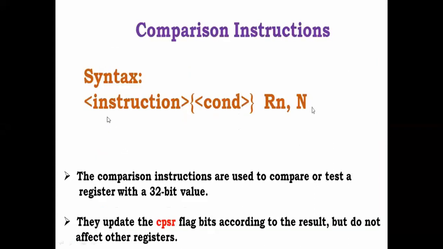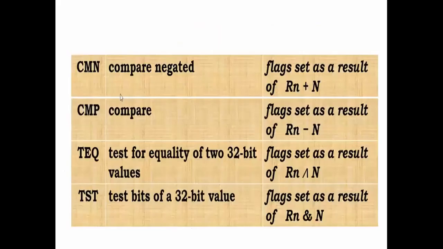So this is a syntax for the comparison instruction. Instruction and condition, and this is Rn and N. So these are two source registers. So comparison instructions is used to compare or test a register. That means content of registers will not change. So this is used to test the flags present in the CPSR. So the comparison instructions update the CPSR flag bits according to the result, but they do not affect the other registers. So without affecting any other registers, you are updating the flags in CPSR register. So there are four comparison instructions. One is compare and negate.